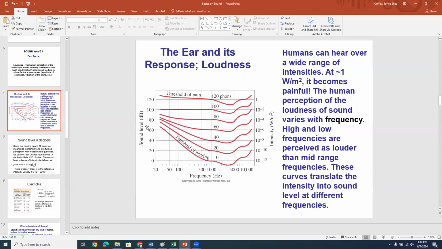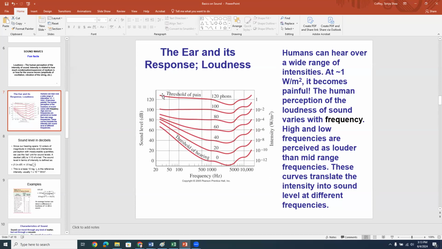We'll talk about the left-hand side in just a second. But for now, let's just talk about the frequency versus the intensity. You can see that these curves are translating the intensity into sound level at different frequencies, okay?